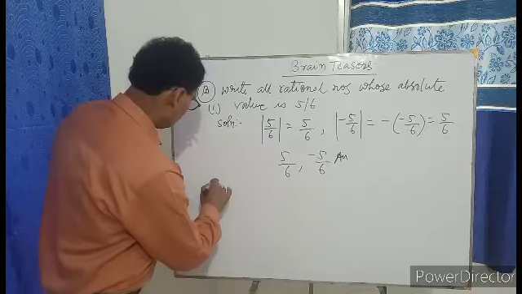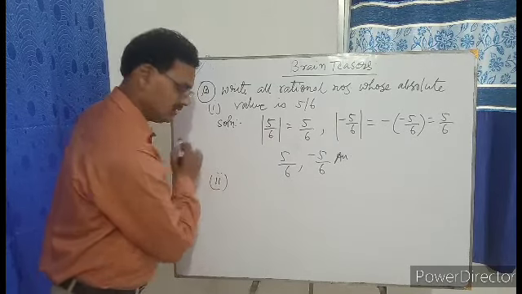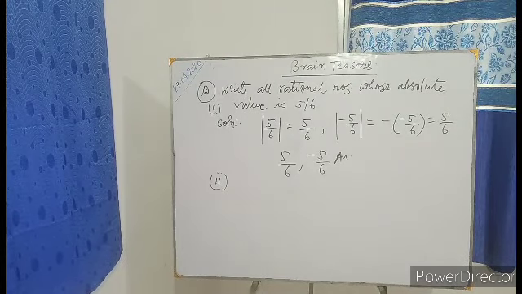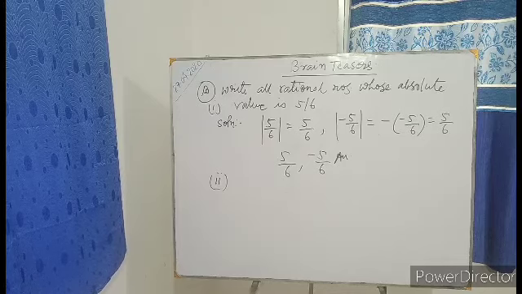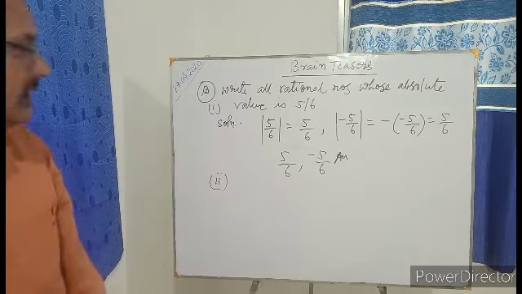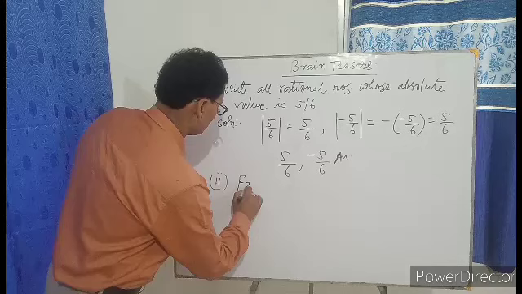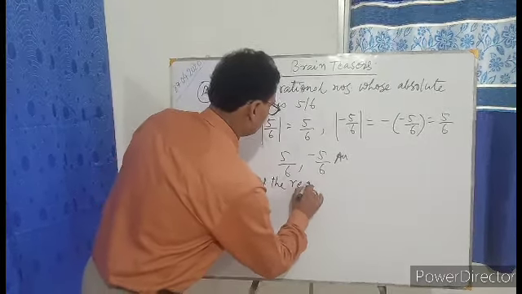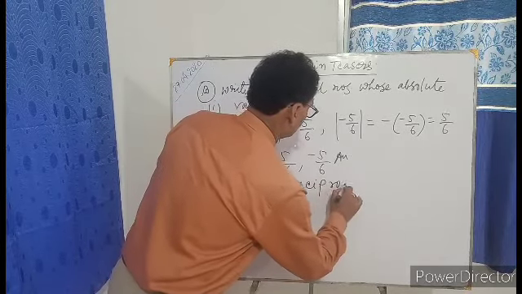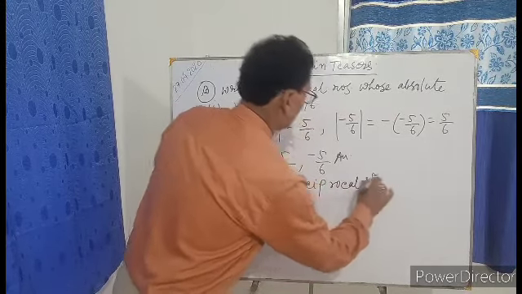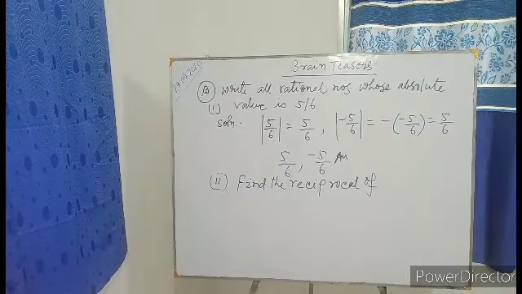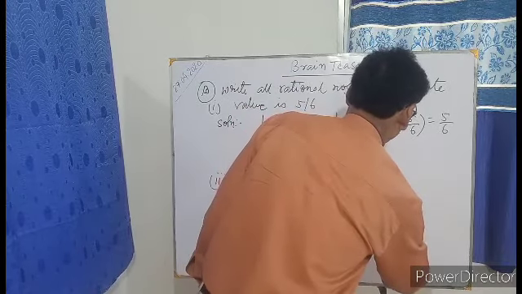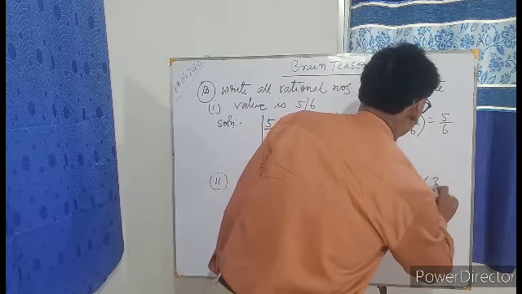Okay. Now let us see the next question. The next question is, find the reciprocal of the number 4 by 5 into 3 by minus 8.